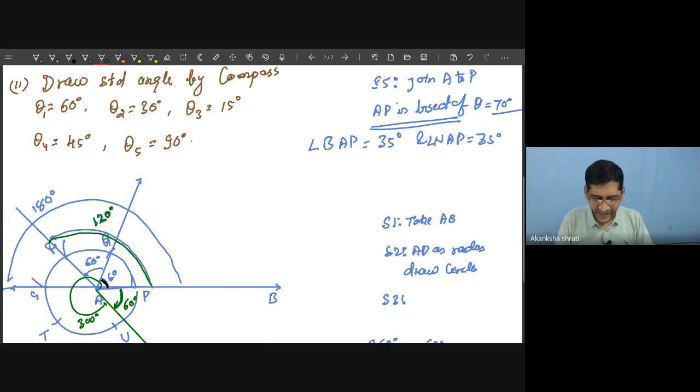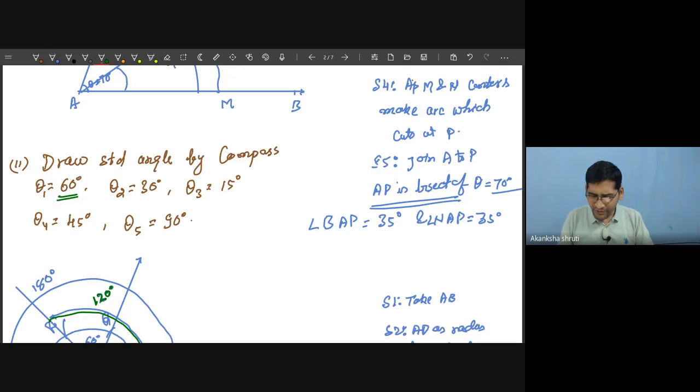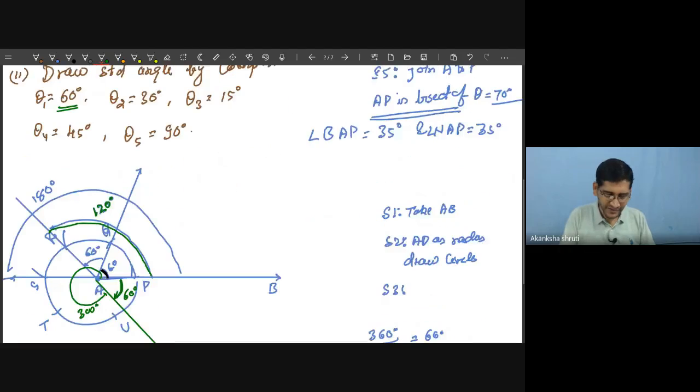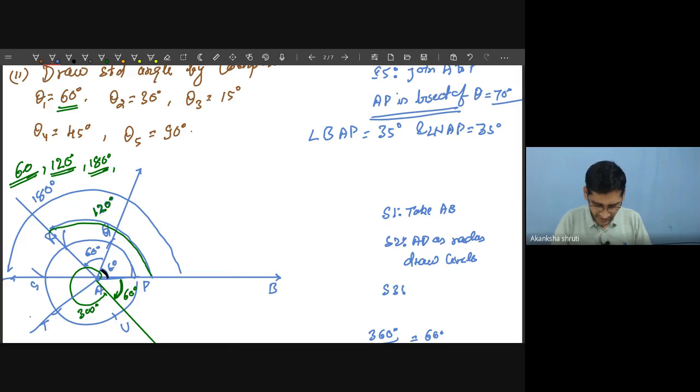So how to make the standard angles like 60, that we have observed. Now let us come to the 30 degree. First we have done the 60 degree or 120 degree. For 120 degree, 2 arcs or 2 cuts we have to take. For 180 degree, 3 we have to take. Even for 300 or 240 degree, if you are joining this one, this will give you 240 degree this way. So this way the standard angles are drawn.